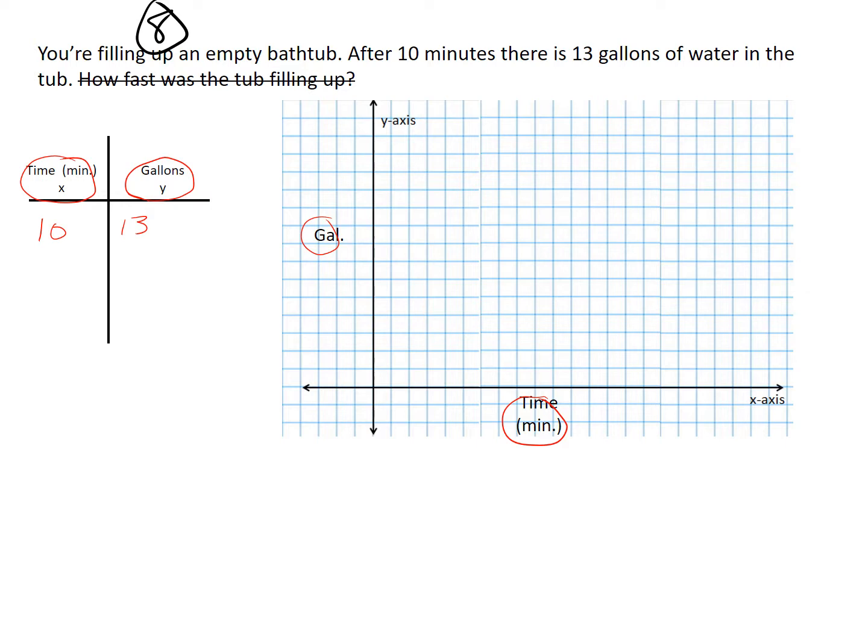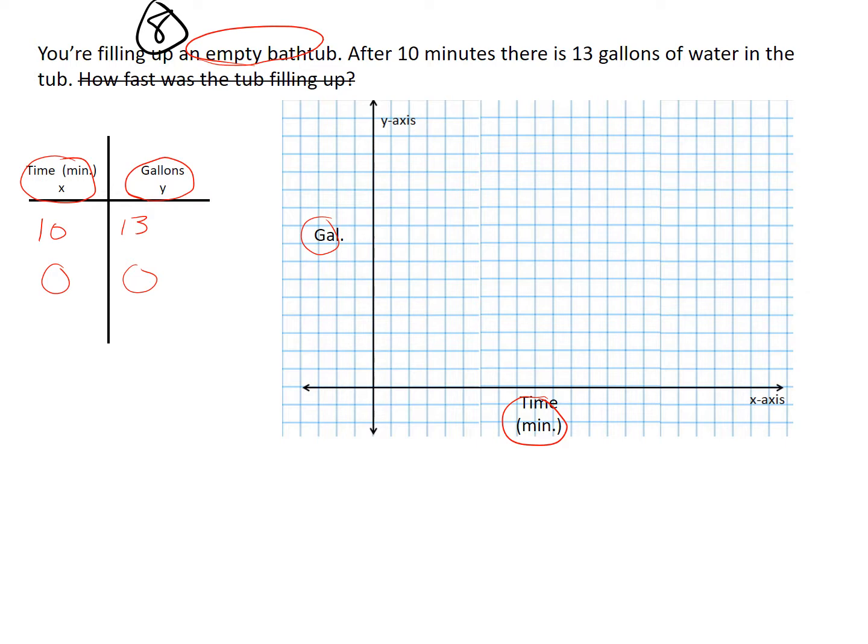Now we need 2 points to draw a line, so we need to figure out another point here. And that first sentence looks suspicious to me. Why did they tell us that we're filling up an empty bathtub? Well, if the tub is empty, that means when they start, before any time has gone by, there's no water in the tub. So I can say after no time has gone by, there's no water in the tub. So now I have 2 points that I can use to draw the graph. So let's try to graph these.